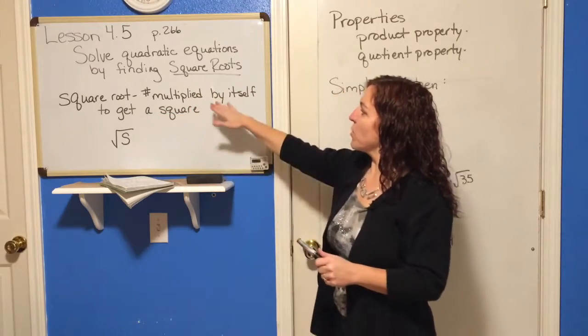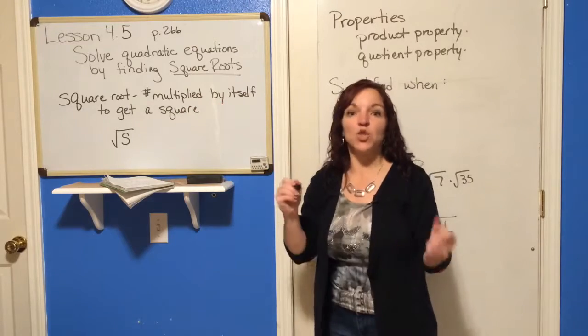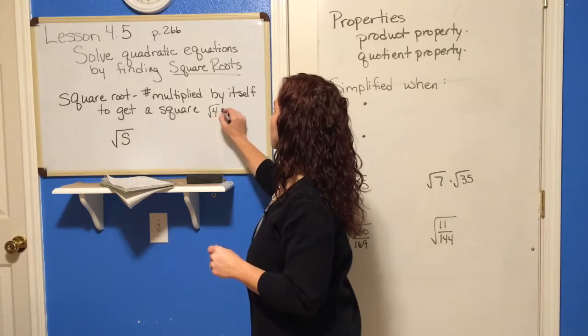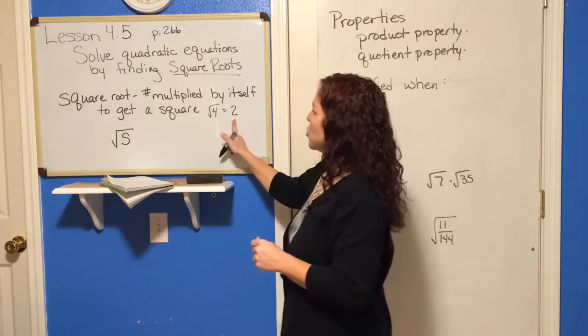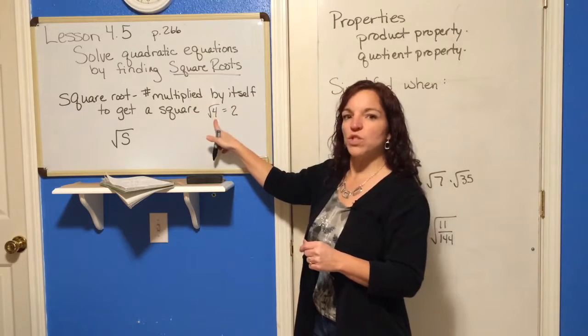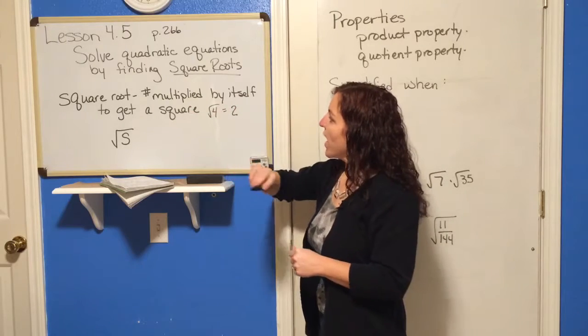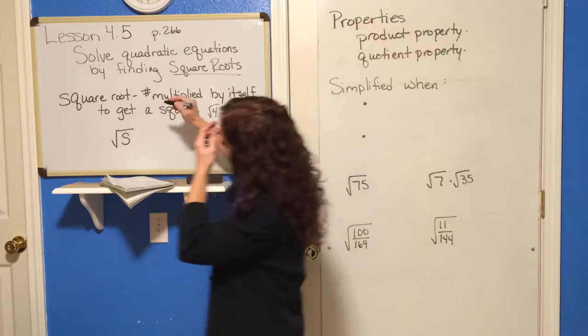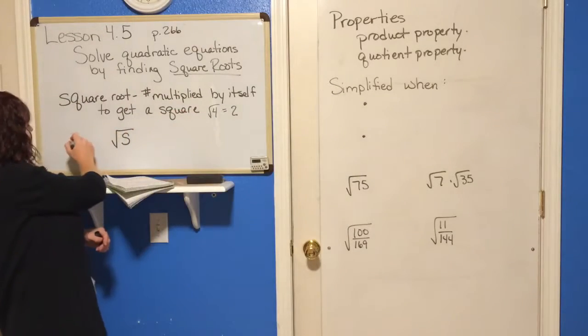A square root is the number multiplied by itself to get a square. And you should have dealt with these before, so quick example, square root of 4 is 2, because 2 is the number that's multiplied by itself to get 4, which is the square. So we call this symbol a radical sign.